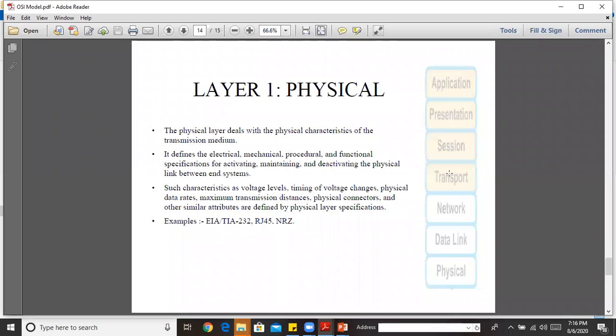Then the physical layer deals with the physical constraints of the transmission medium.